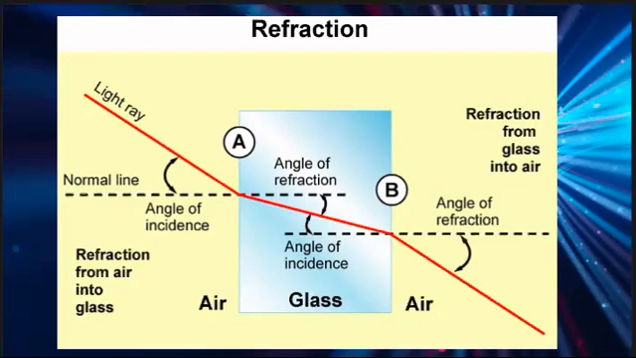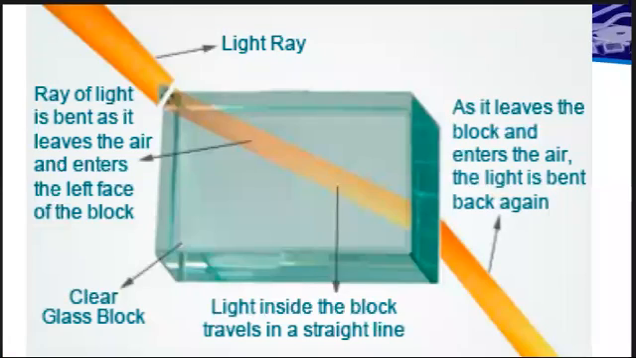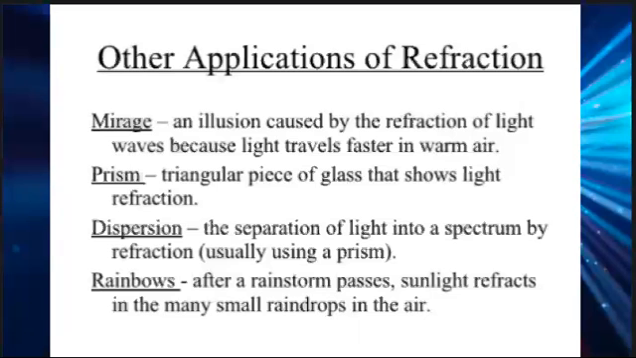Why does he need this? In order to bend light in the desirable way. Now, refraction of light is applicable in some phenomena. A very good example of this is the mirage, an illusion caused by the refraction of light waves because light travels faster in warm air. So we have the prism, the triangular piece of glass that shows the bending of light.